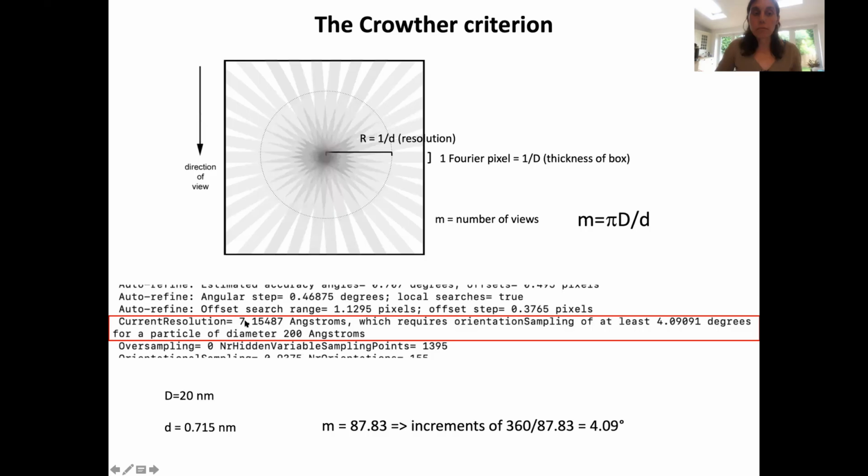But just to say, this is not just theory, and this is what is applied, for example, within Relion. I'm sure a lot of you have run Relion jobs, and you know that in the 3D auto refine, it tells you at every iteration, this is your resolution, which requires orientation sampling of whatever degrees for a particle with this size. And this is exactly how that number is calculated.